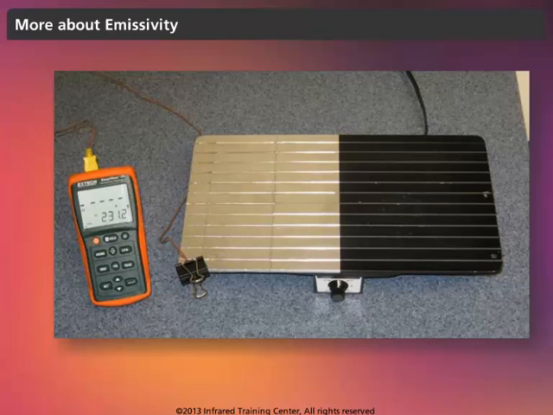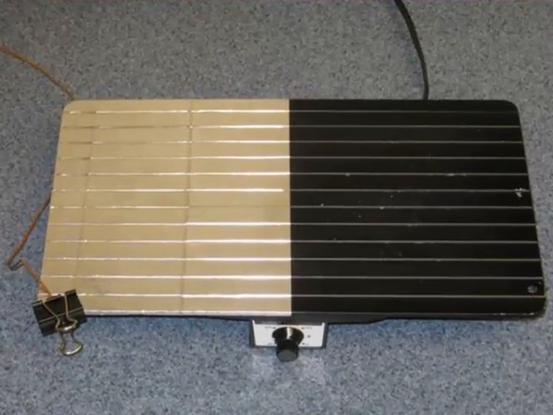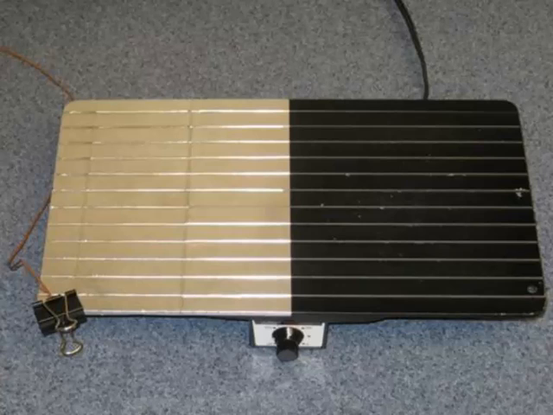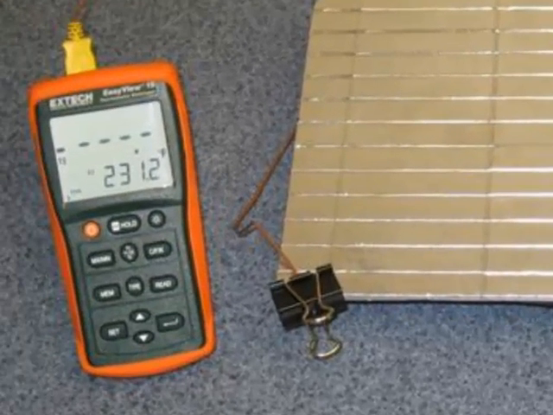Let's learn a little bit more about emissivity. Here we have a flat aluminum plate, one side anodized black and the other side left shiny. We are heating the plate on a portable electric range. We have a thermocouple attached to the left side of the plate. You can see that the thermocouple reading is 231 degrees Fahrenheit.